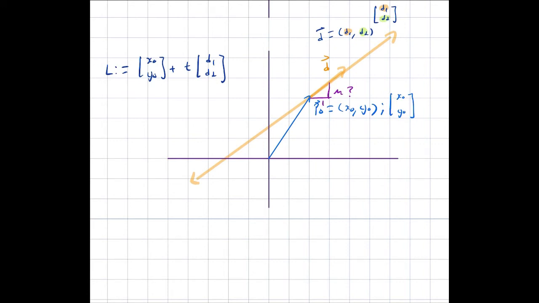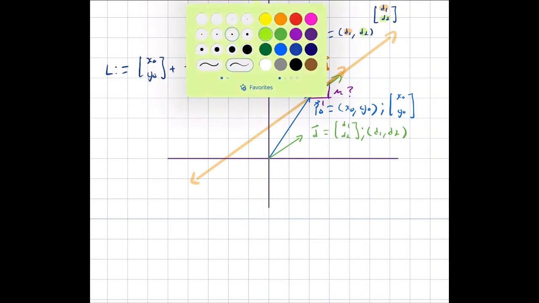This is information that I can get directly from the direction vector d. If I look at d at the origin here, d is (d1, d2). What does this mean? It means that if I go over, well, I wanted that to be a highlighter. I'm bad at this.